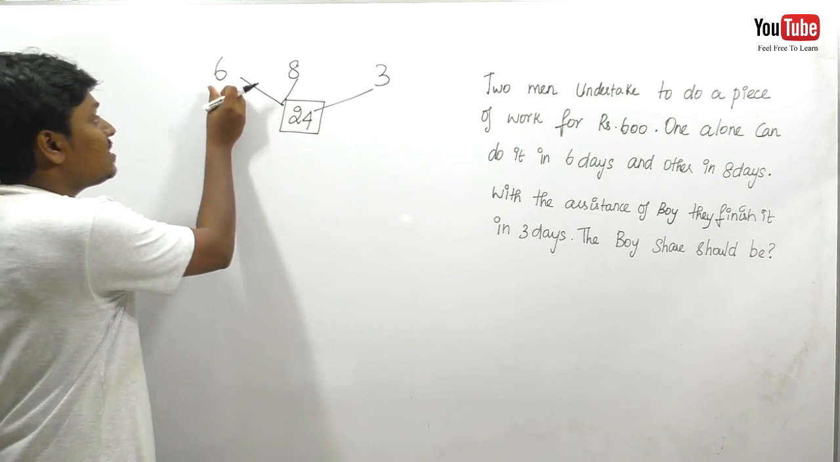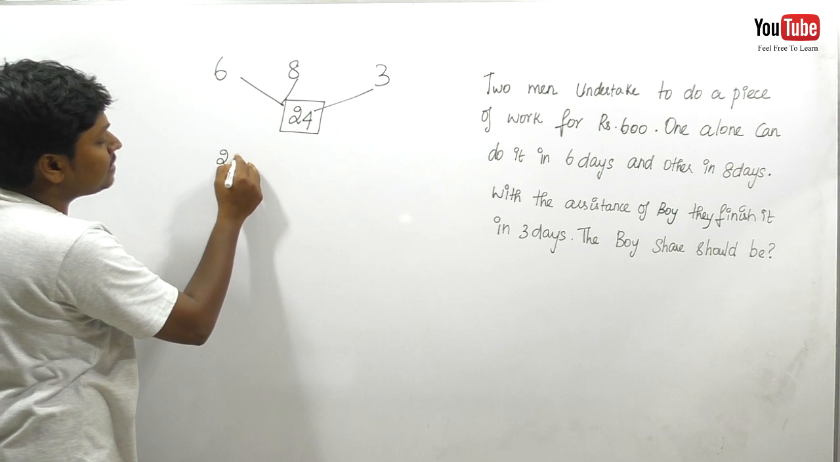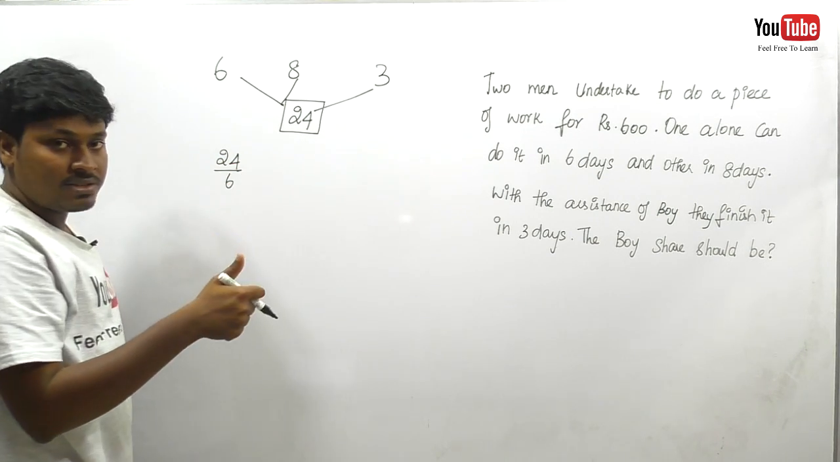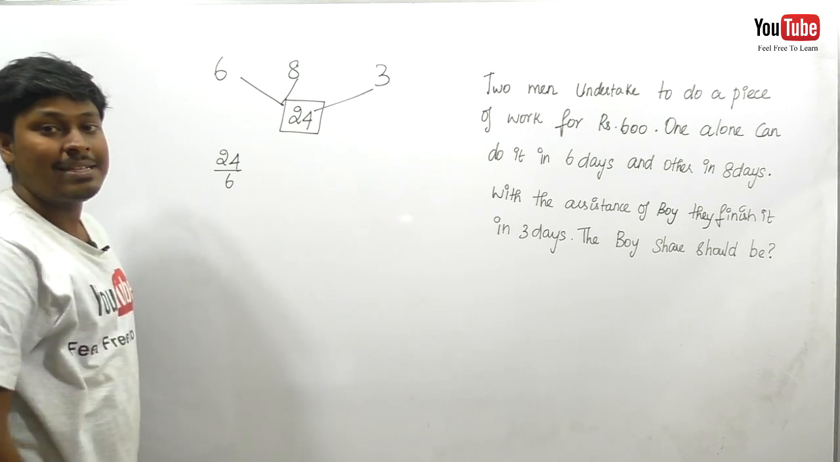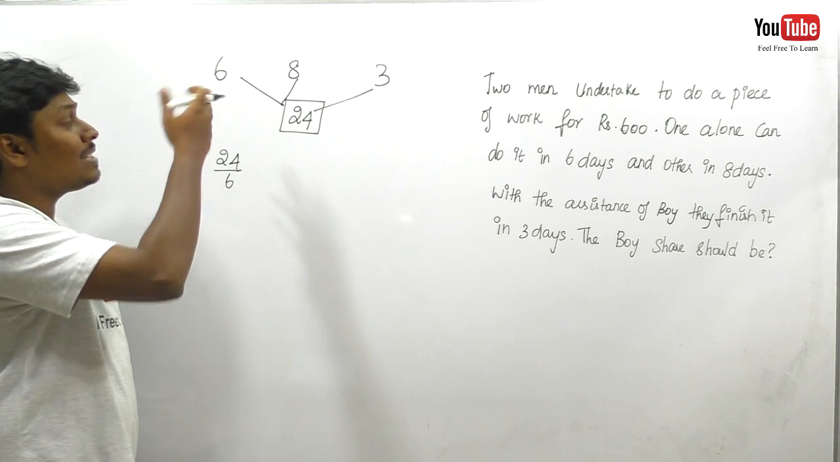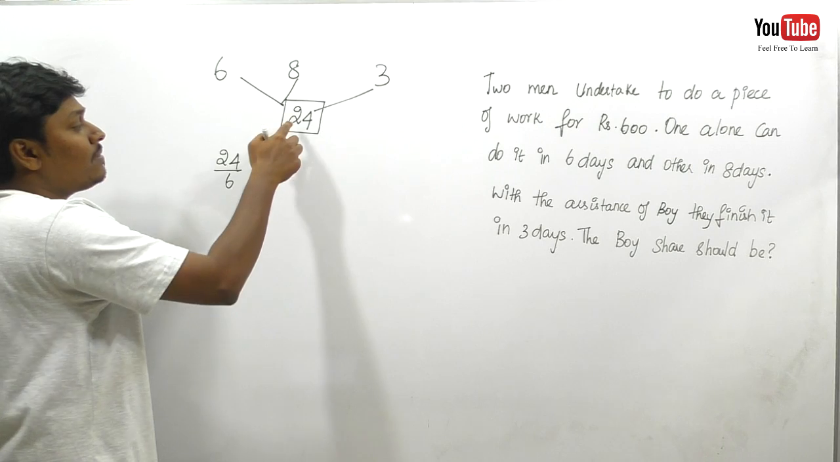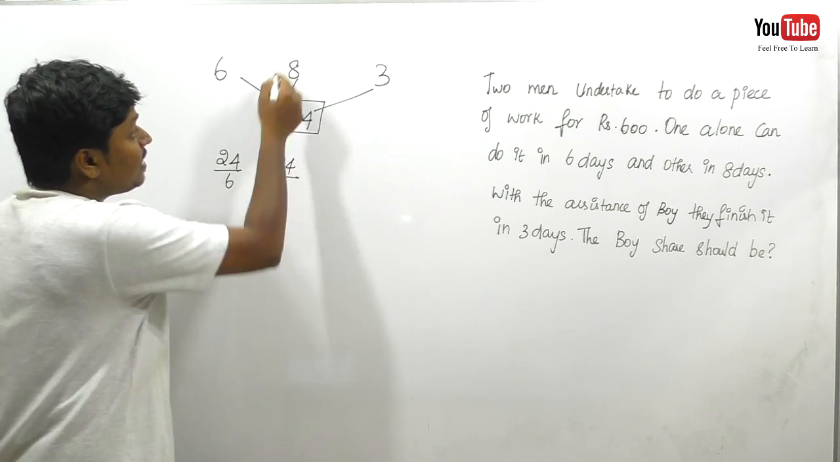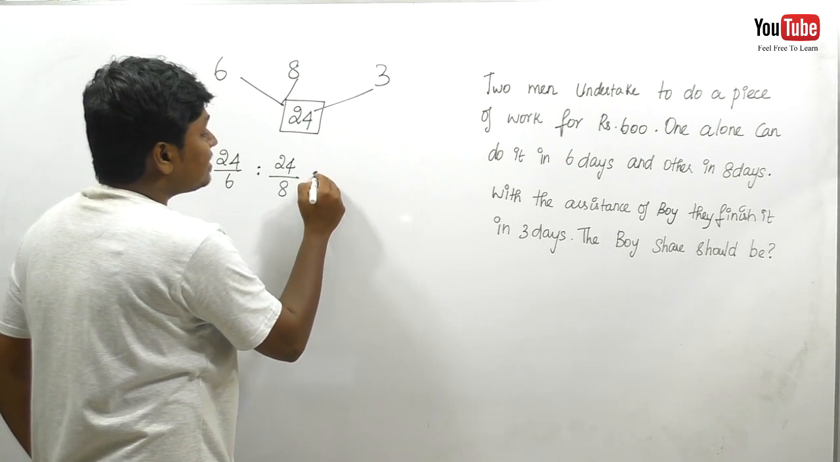Look here. First of all, A can do a job in 6 days. I can say that 24 by 6 is the ratio of the work. Friends, got the idea? If I find the total work, that is 24, by using the LCM method, I can say that 24 by 6 is the efficiency, that is the work done by A, that is one man. Similarly, the efficiency of the second man is the total work 24 divided by 8, since he can complete a job in 8 days. And similarly, friends, C is most important.